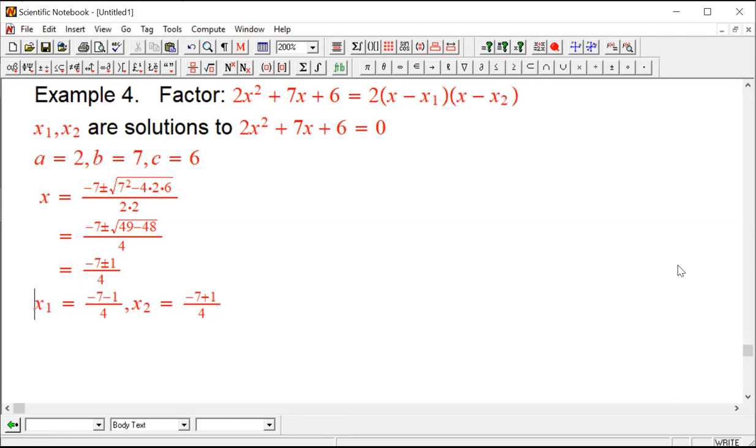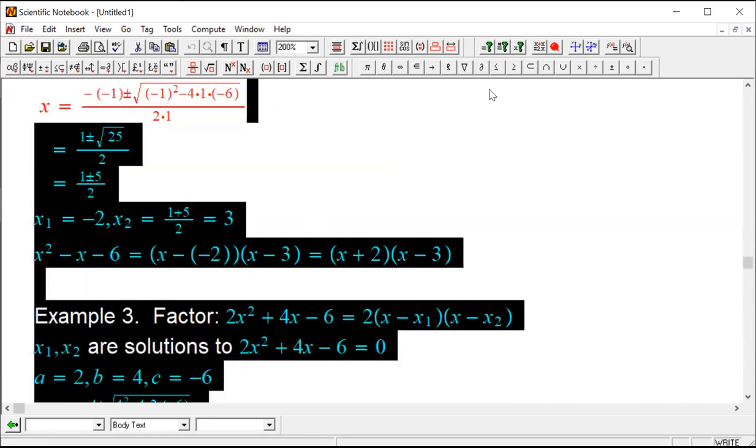Okay, and simplify. So -8 divided by 4 is -2. And this is going to be -7 plus 1 over 4. That's going to be -6 over 4, right? -6 over 4, and that's -3/2.